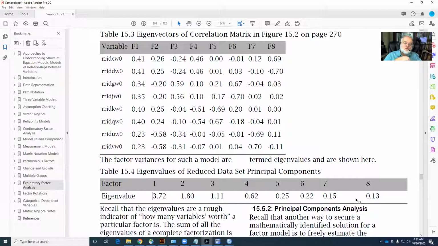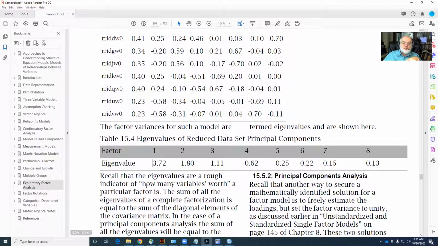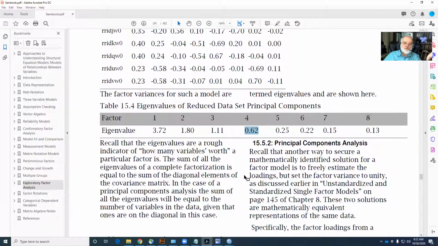To give an interpretation of what we're doing, these eigenvalues are roughly an indicator of how many variables worth a particular factor is. So as I'm looking at this, I might say, well, if I'm just factoring the correlation matrix, it maybe isn't worth it to invoke a 4-factor solution because that doesn't even explain one manifest variable's variance. And that's just kind of a rough way of interpreting it and an introduction to the default behavior of retaining eigenvalues that are greater than 1.